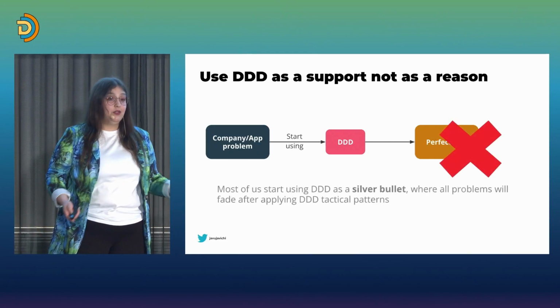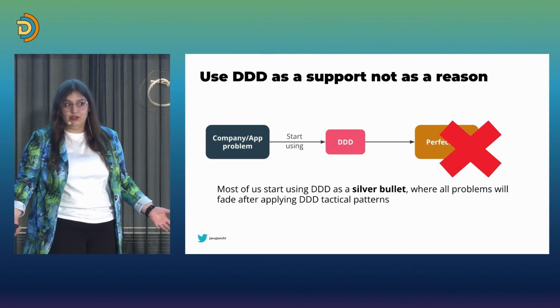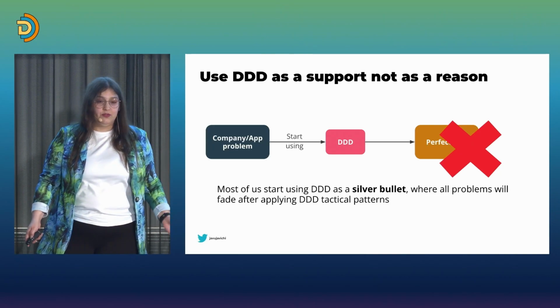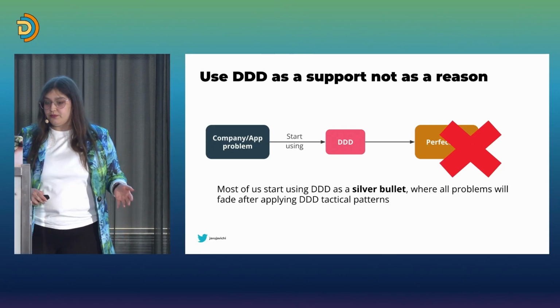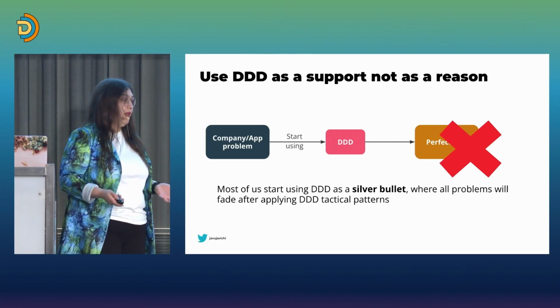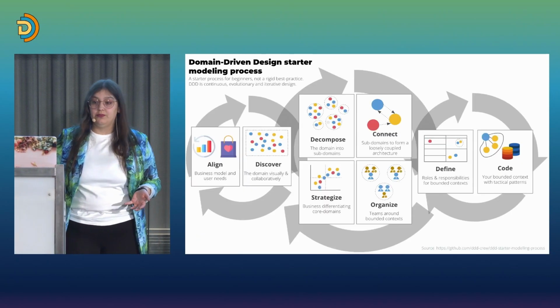But of course, that is not real. Just because you are using DDD is not going to fix all your problems. We know that. Not a silver bullet. You saw the silver bullet yesterday at the party. So everything can fade if we don't apply some tactical patterns, but also we need to model our system.